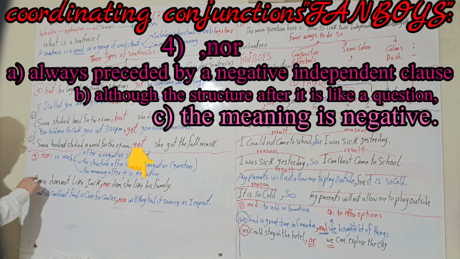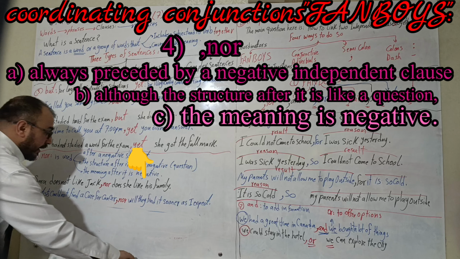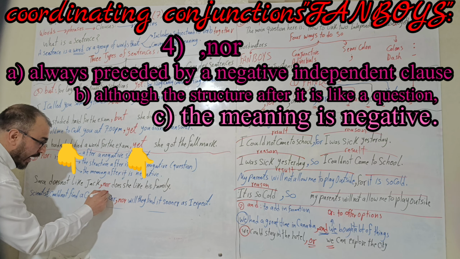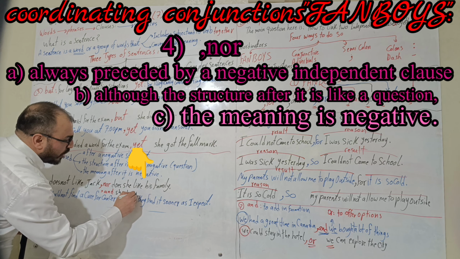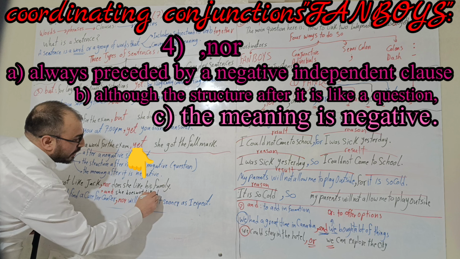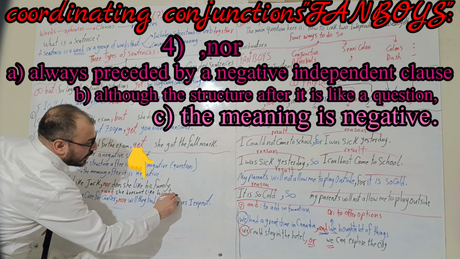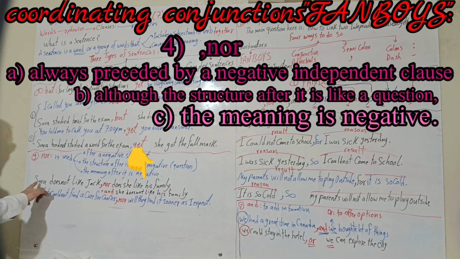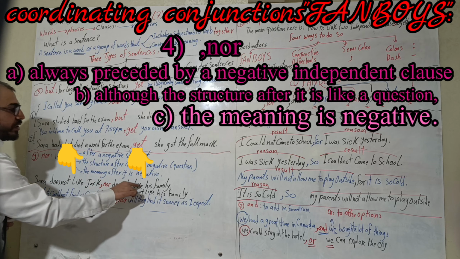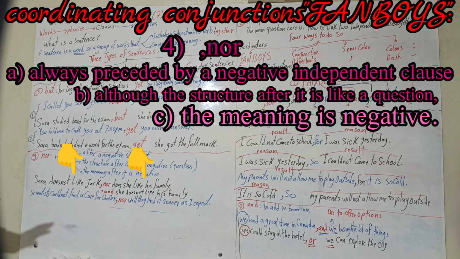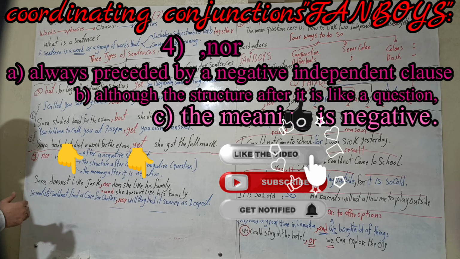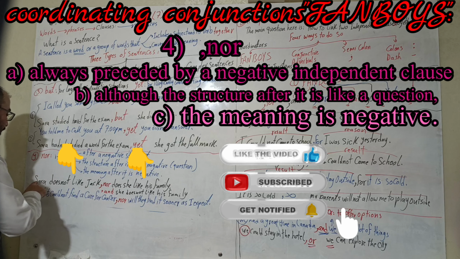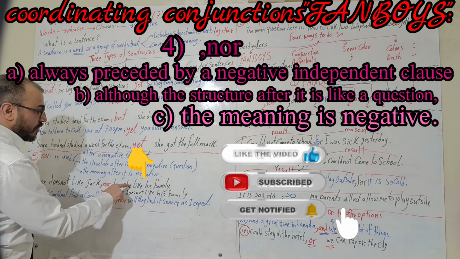I can say Sarah doesn't like Jack, and she doesn't like his family. Or I can say Sarah doesn't like Jack, nor does she like his family. Both structures are correct. Both of them convey the same message and give the same meaning. But generally, for professional writers, I prefer to use the first one. We say Sarah doesn't like Jack, nor does she like his family.